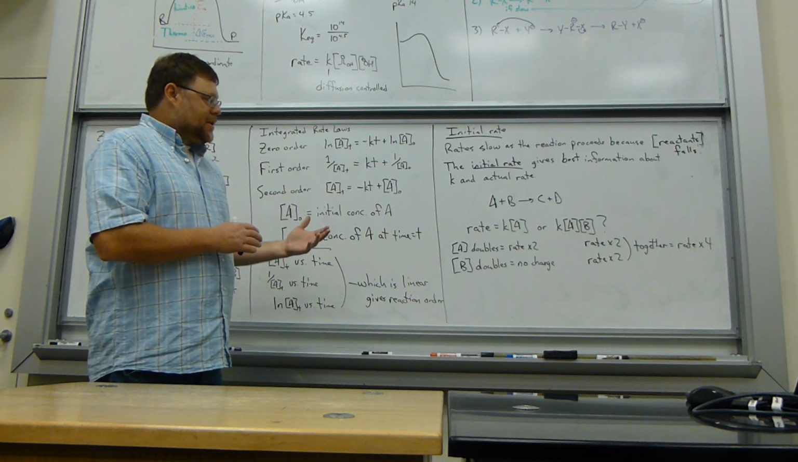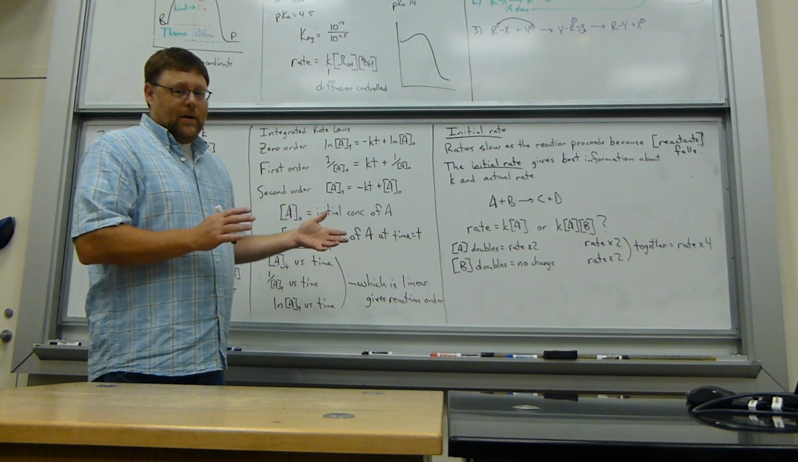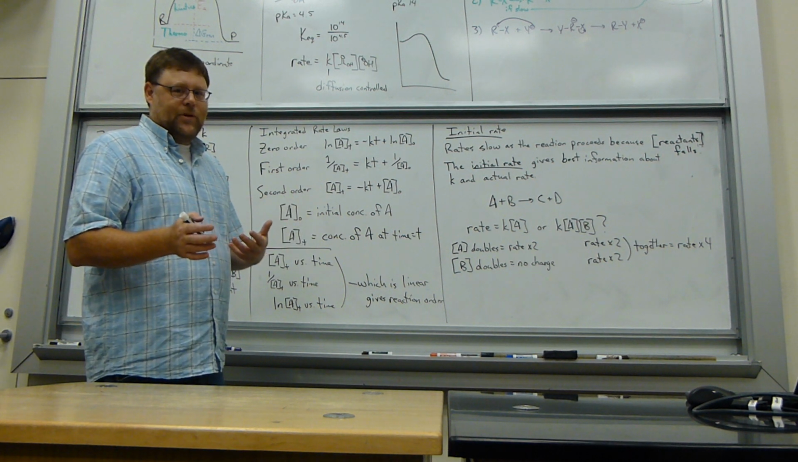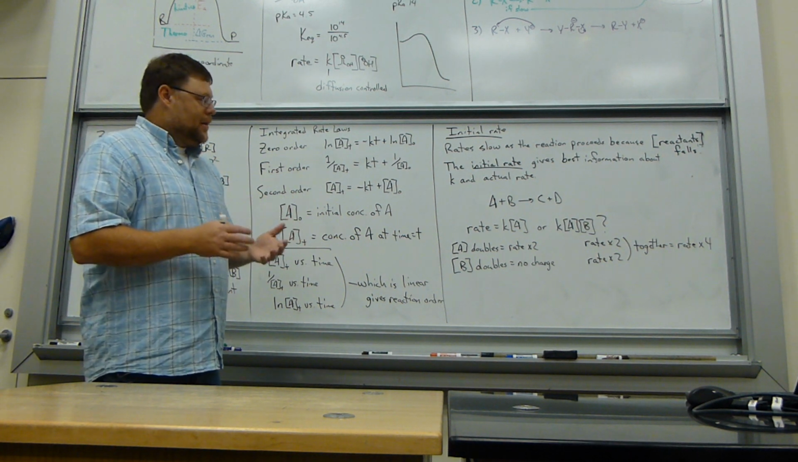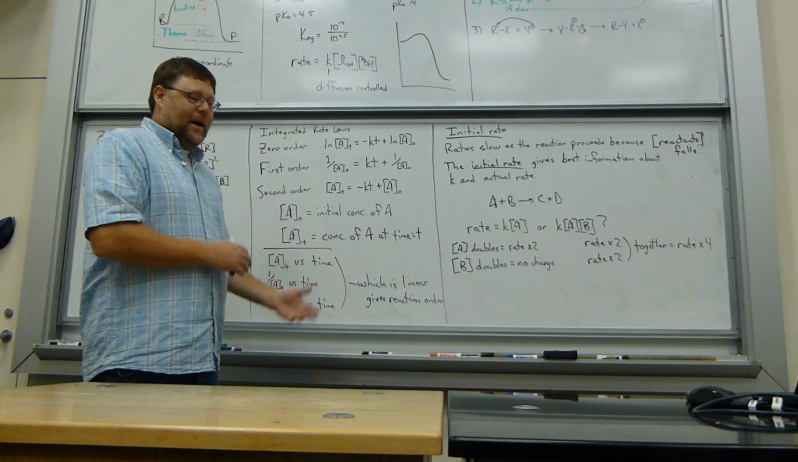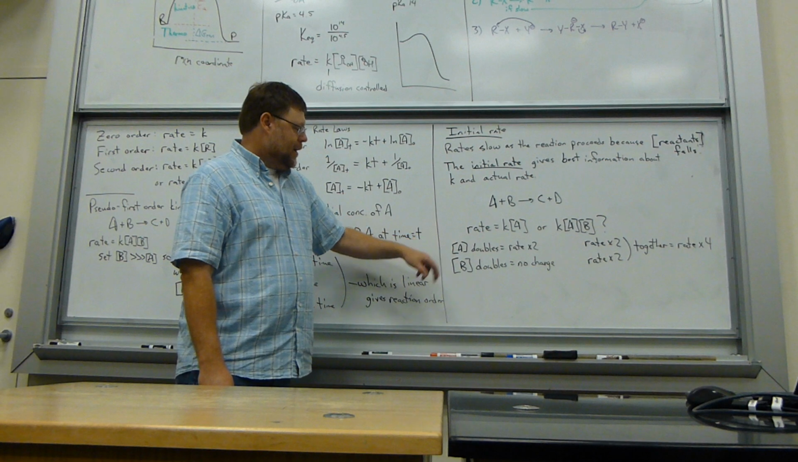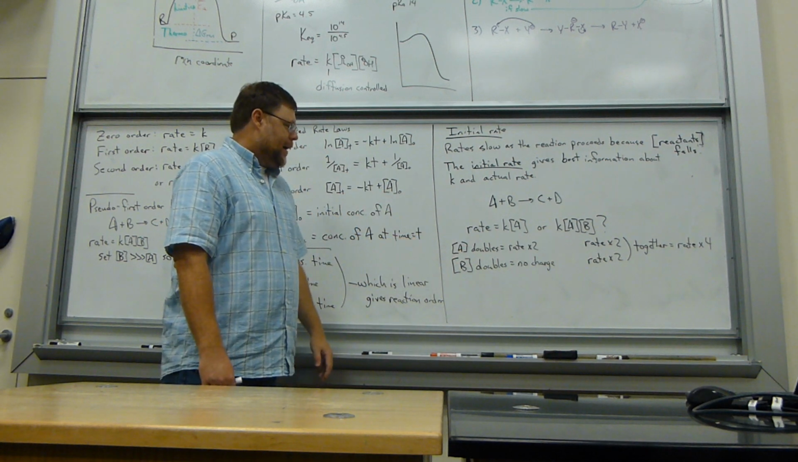So you could run a reaction with the concentration of A equal to 1, measure the initial rate, double it to the concentration of 2, and measure the initial rate. The second initial rate should be twice as high as the first. If you cut the concentration of A in half, the initial rate should fall by half.